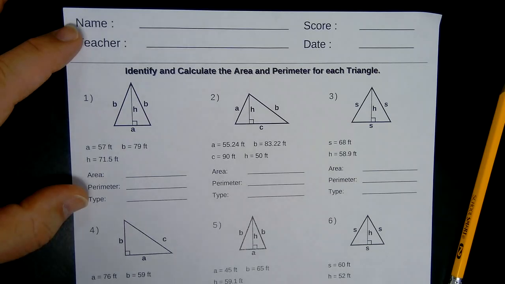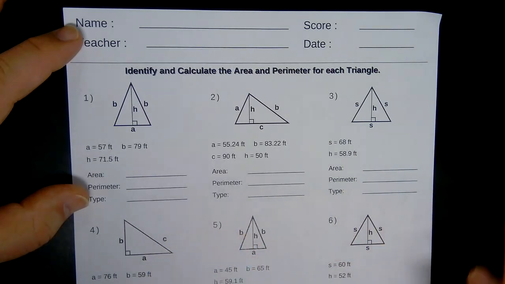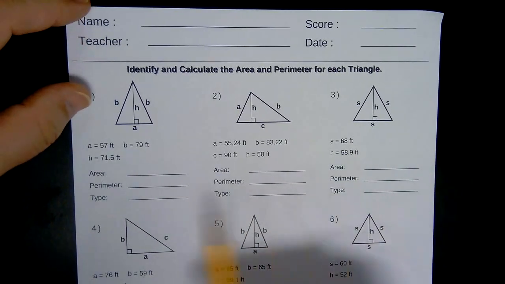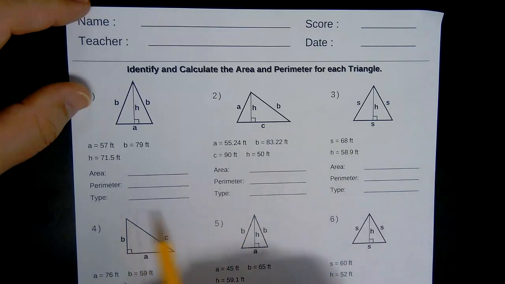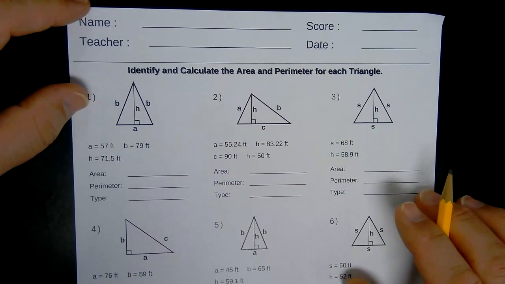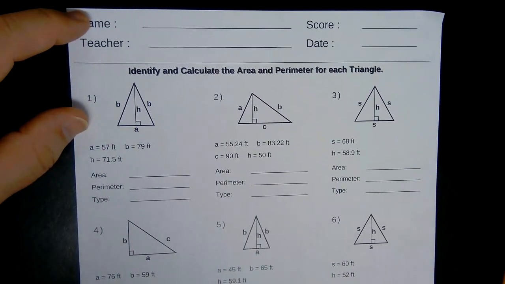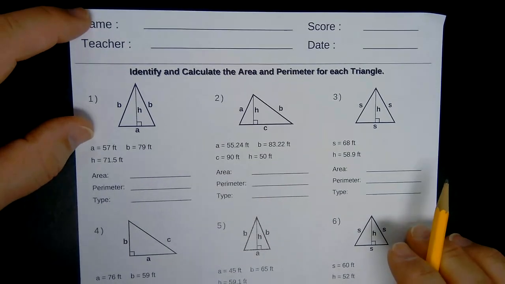Identify and calculate the area and perimeter for each triangle. We're going to go through a couple of examples, maybe the first three, and show you how you calculate the area and perimeter, and then we'll say the type of triangle. This is part of using formulas, which is in our first section, which you need to be able to do. Hopefully everything is going well for you. Let's go through this, and we'll see how long it takes us to do a few of these problems.